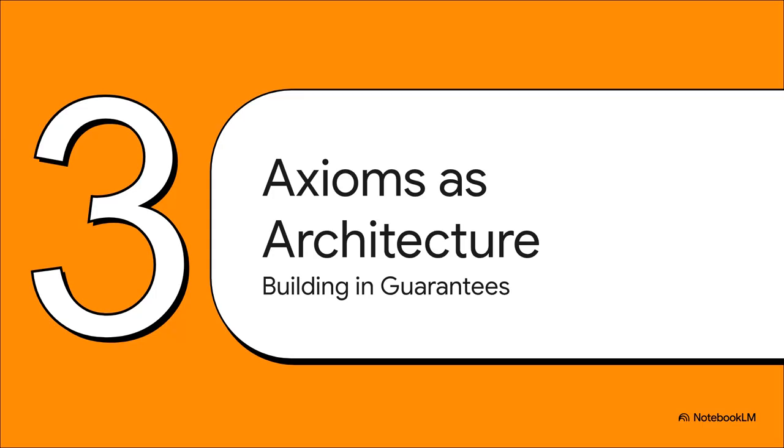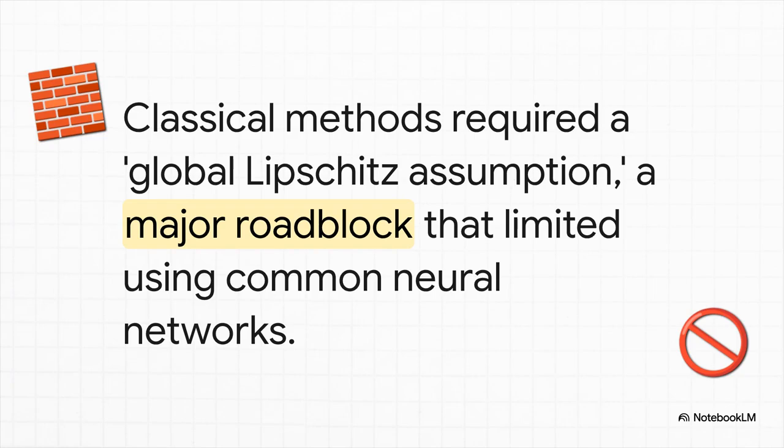But this next part is where it gets really cool. I mean, truly genius. Because the big innovation here isn't just what NEOs do, it's how they're designed. It's about literally building mathematical guarantees right into the AI's DNA, into its very architecture. See, the old way of doing things, the old mathematical rulebook, it had a huge flaw, a deal breaker, really.